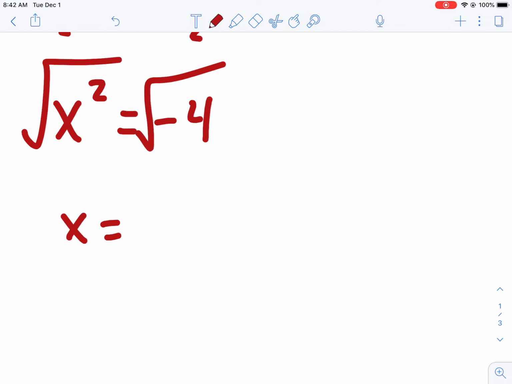Now remember, you can't have a negative number inside a square root. So what that means is we've got our handy dandy i here. The square root of 4 is 2. We still have our plus or minus, but that negative sign is going to turn into an i.